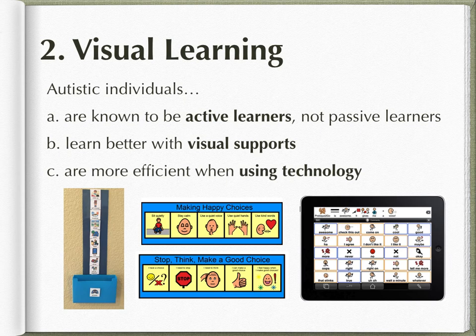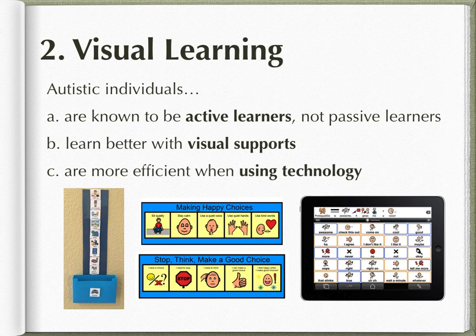As for the picture in the middle, we see visual support to make better choices, or making choices that make the child happy. So that shows that visual supports are really essential to learn better when we think of an autistic individual's needs.